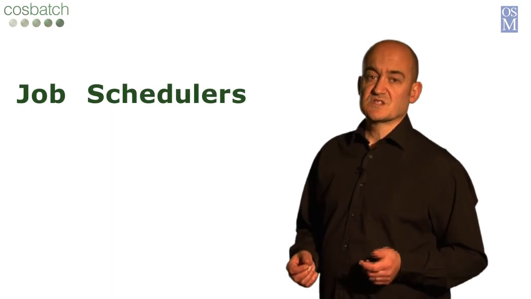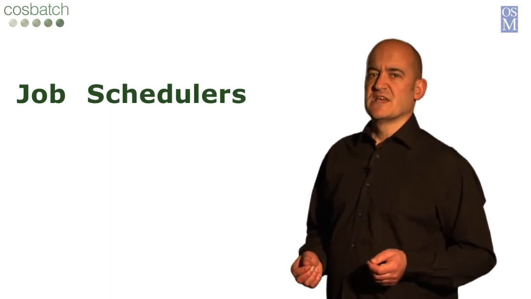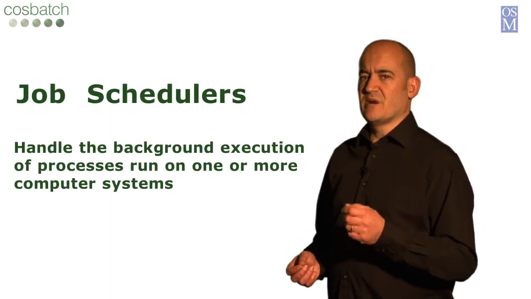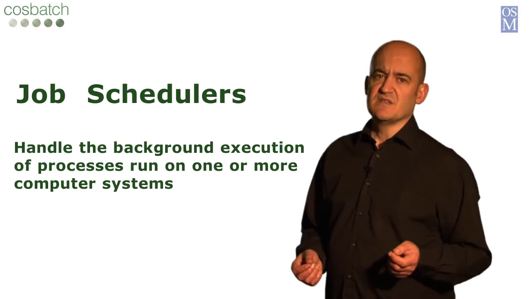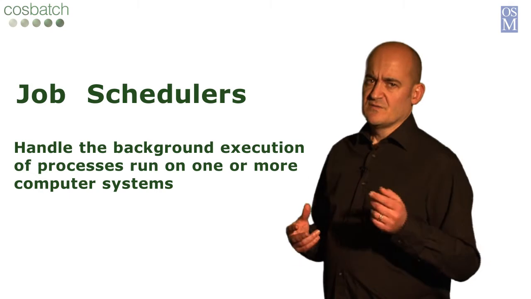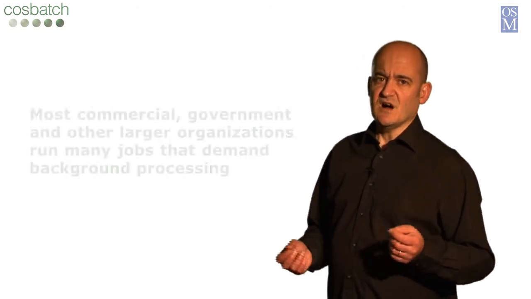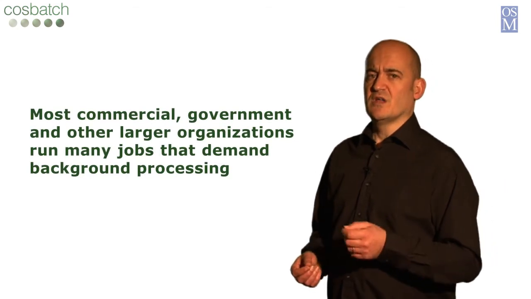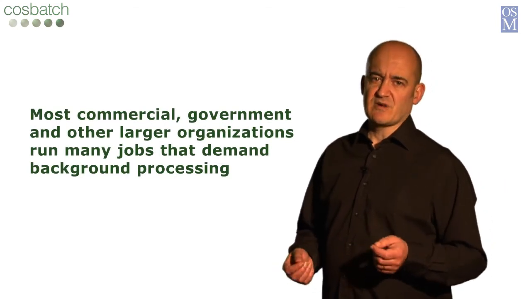Job schedulers, sometimes called batch job schedulers, handle the otherwise unattended background execution of processes that need to be run on one or more computer systems. Foreground jobs, that is, jobs with which you interact via a real-time user interface, are those most often encountered by end users. But most commercial, government and other larger organisations also run a lot of jobs that demand background processing.